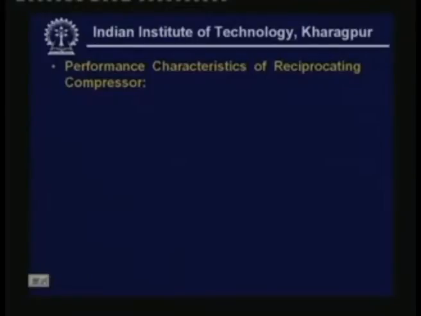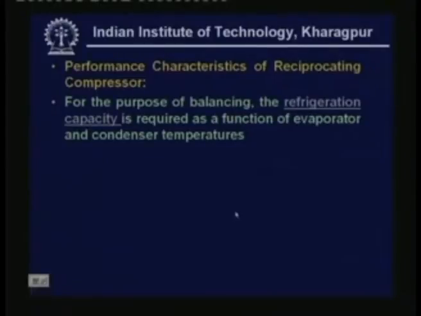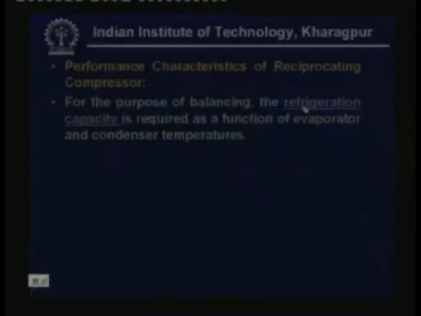So first let us look at the performance characteristics of a reciprocating compressor. Basically in this example we are considering a reciprocating compressor, and the equation generally holds good for a hermetic type of compressor. For the purpose of balancing, the refrigeration capacity is required as a function of evaporator and condenser temperature. So we always take the refrigeration capacity as a required performance parameter, and express this in terms of the other individual parameters. Let me show the variation of refrigeration capacity with other individual parameters. In fact, we have seen this earlier.